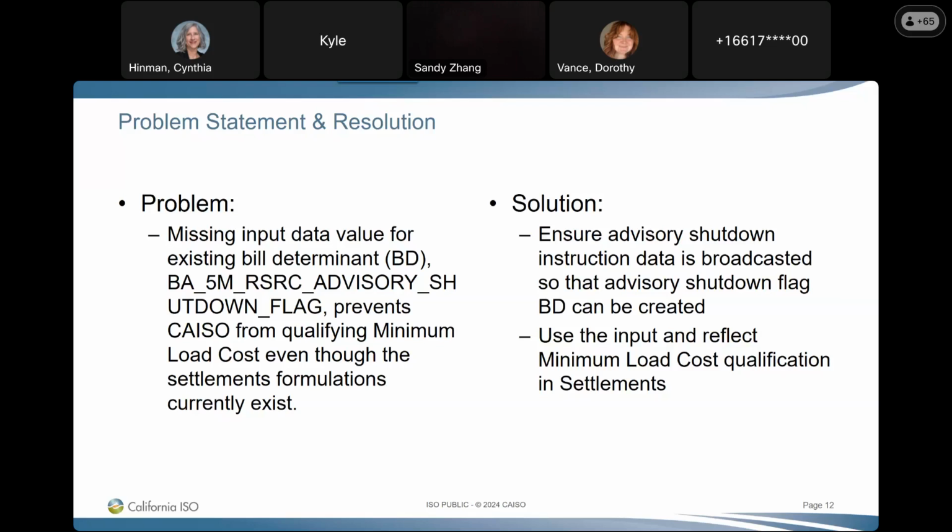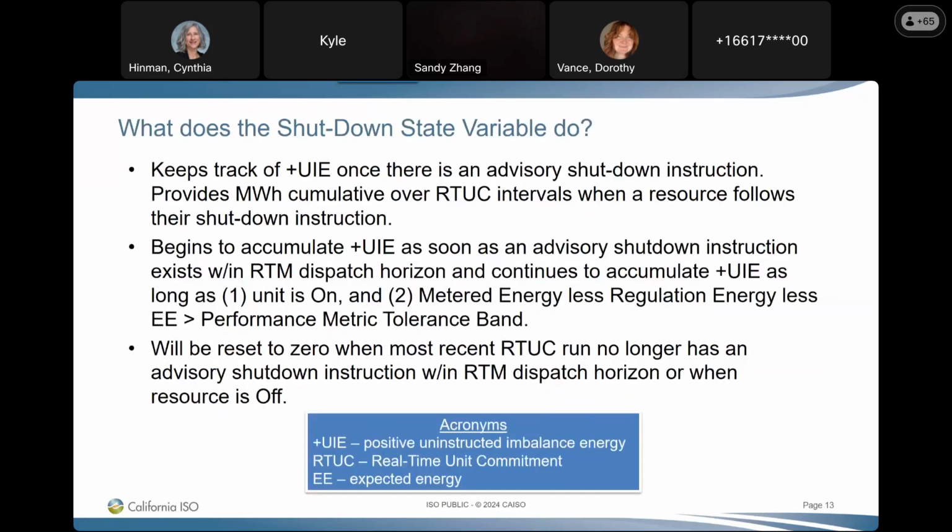So let's talk about that shutdown state variable. What does the shutdown state variable do? Well, it does a couple of important things. First, it keeps track of the positive uninstructed imbalance energy once there's an advisory shutdown instruction and provides megawatt hour cumulative over the real-time unit commitment intervals when a resource follows their instruction.